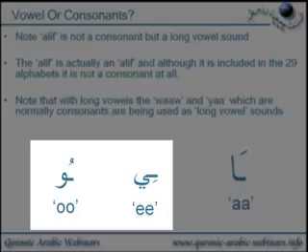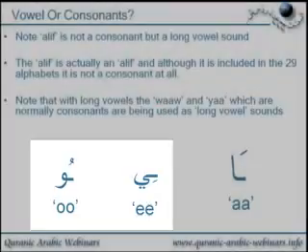They're helping to lengthen the sound of the previous sound. Okay, so the ya and the waw play a double role in Arabic. They can sometimes act as consonants, they can sometimes act as long vowels. So if they have a sakin or they have no marking at all, they're normally acting as long vowels.